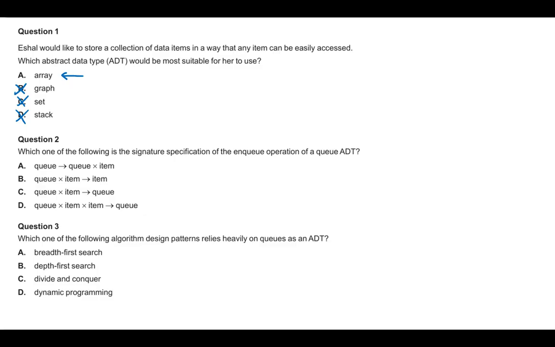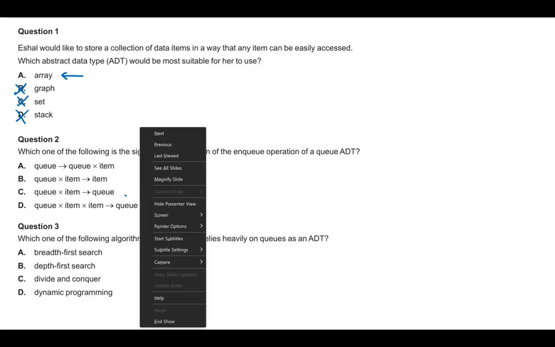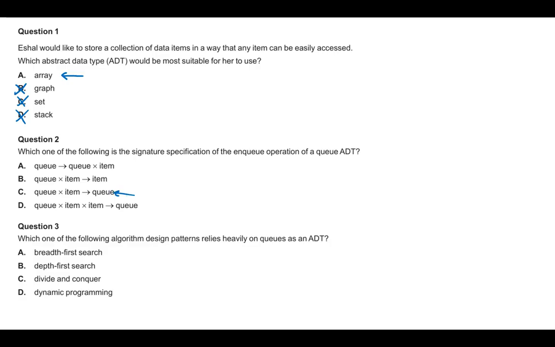Question 2. What are the inputs and the outputs? If we want to add an operation to a queue, we need the queue and we need the item. So straight away, that puts us in the realm of B and C, and the output of that is the queue. So the answer is C. I can't imagine how anyone would think anything else unless you just didn't learn how signatures worked.